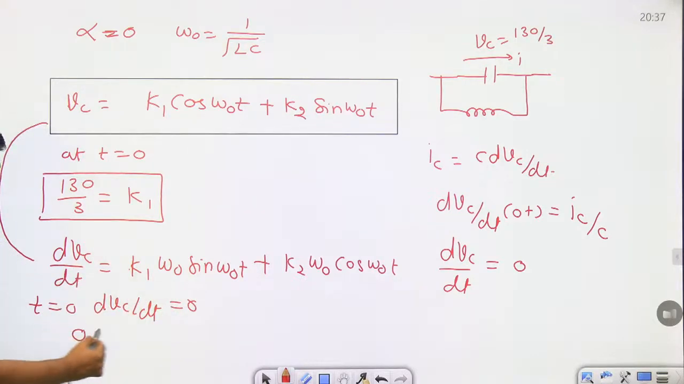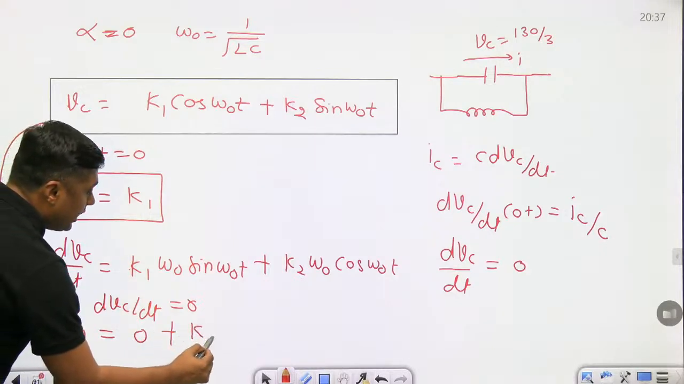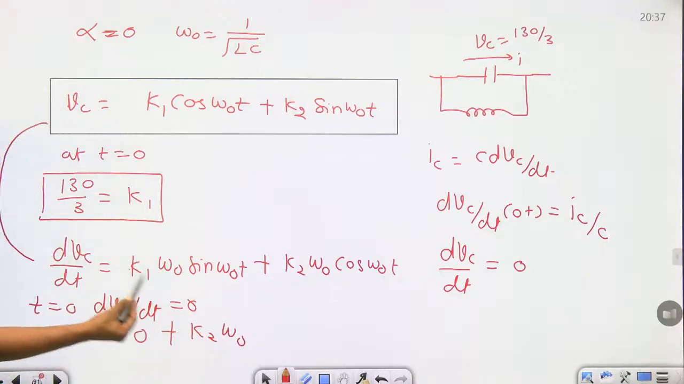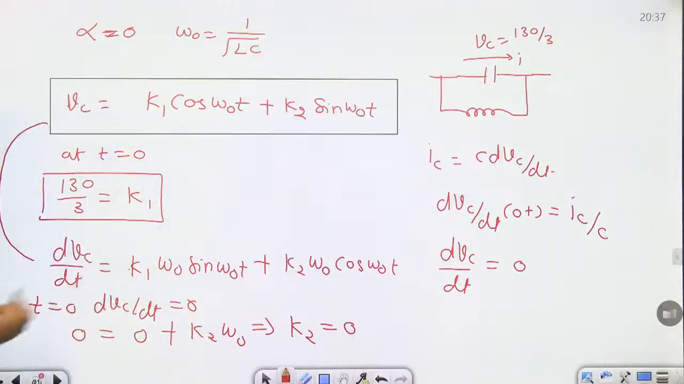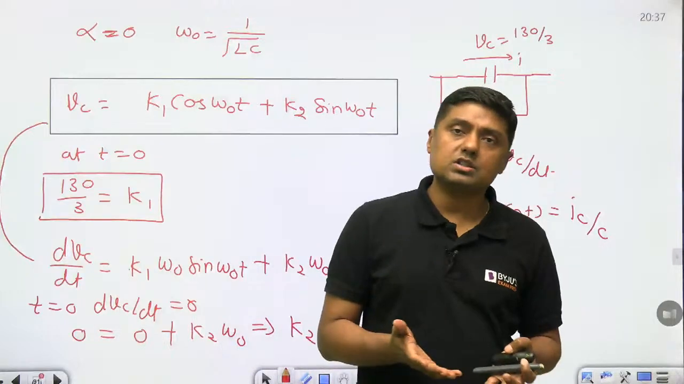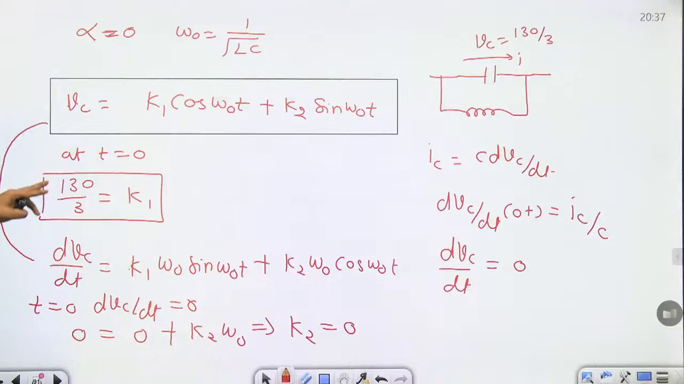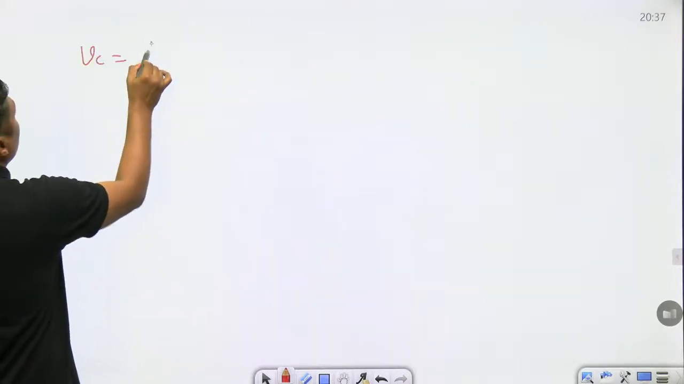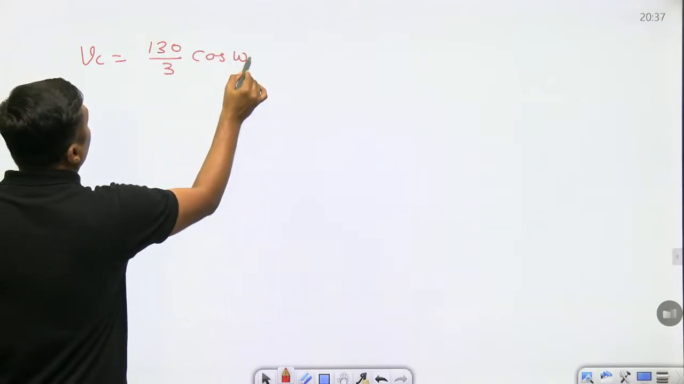Sin omega naught t will become 0, plus K2 omega naught, because cos omega t is 1. What is the K2 from that? 0. K2 is equal to 0. So what is the solution? Now next time remember this: once the capacitor is charged and the inductor is not charged, then the answer is K1 cos of omega t. And what is the value of K1? 130 by 3. So you will get Vc is equal to 130 by 3 cos of omega naught t.